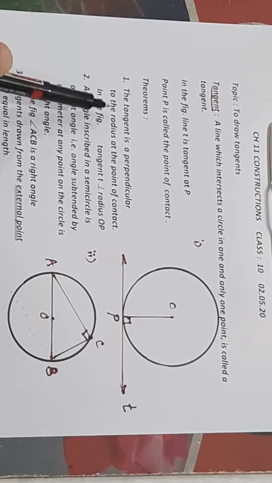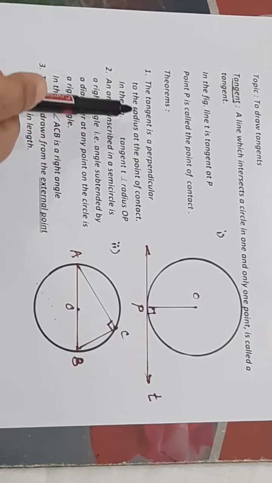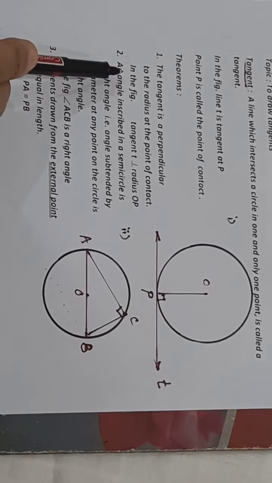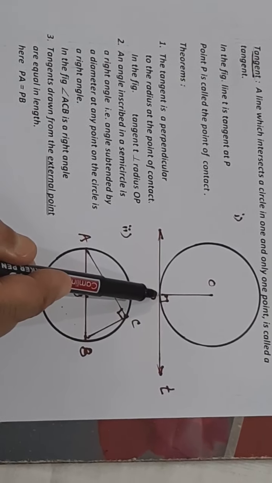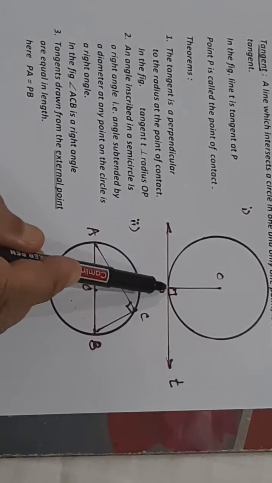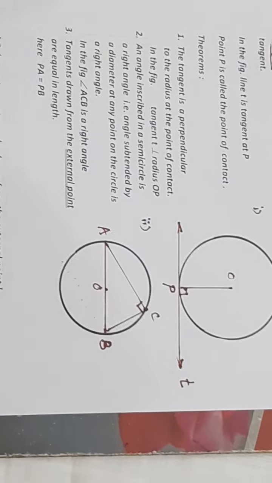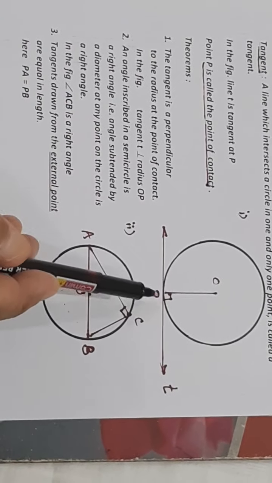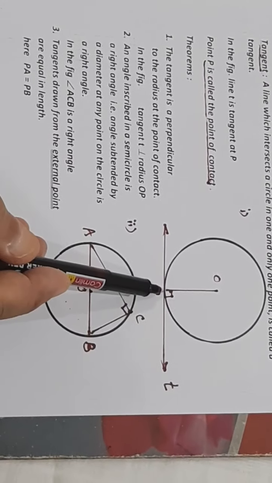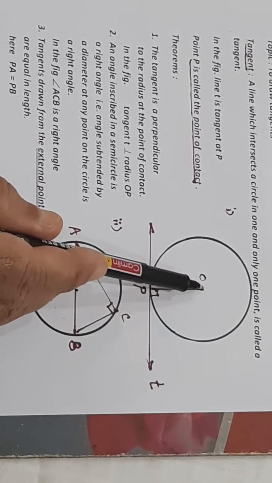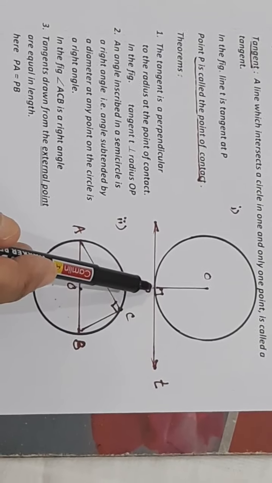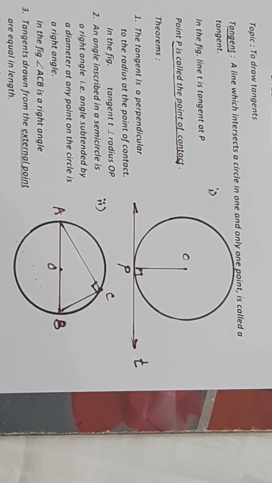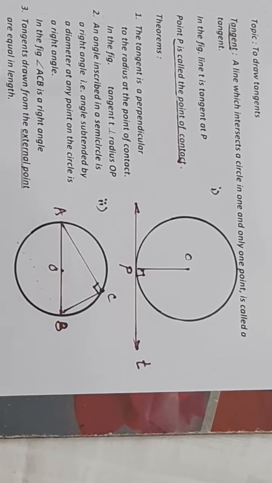Now to draw the tangents to the circle we need certain properties or theorems. Now theorem number 1, which we have to study in circle chapter. The tangent is perpendicular to the radius at the point of contact. Now this point where tangent touches the circle, that point is called the point of contact. Here point P is called the point of contact. So this line is perpendicular. Tangent is perpendicular to the radius at P. Means what? This makes a 90-degree angle always. So this is theorem number 1.